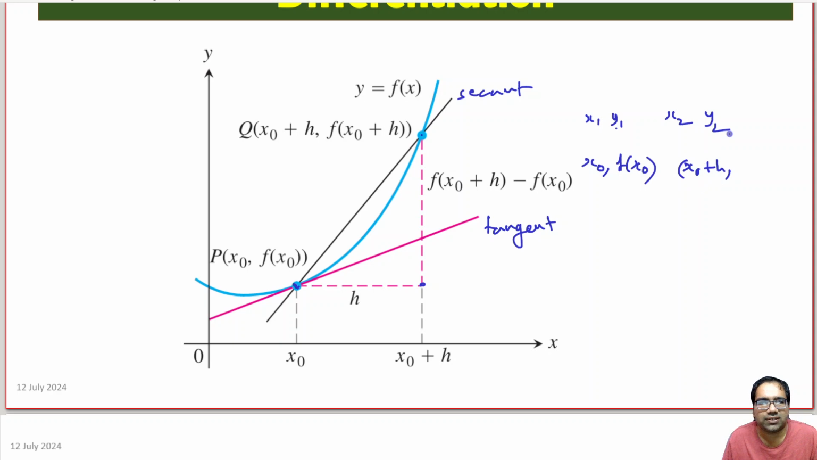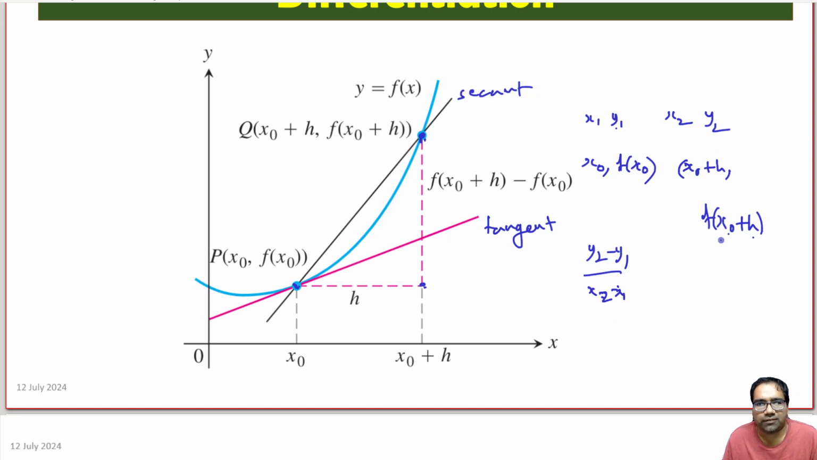Okay, obviously what is y2? What is this height? Y2 will be obviously f of x naught plus h. That is y2. Right. This is x naught plus h, and y2 is f of x naught plus h. Now, what is our slope? y2 minus y1 by x2 minus x1. Right. The slope of the secant.